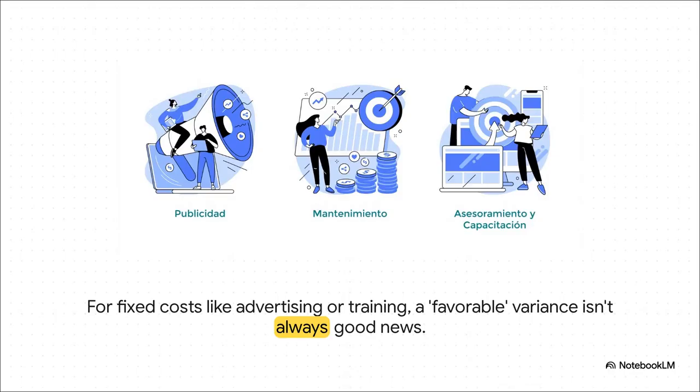But, and this is a big one, for discretionary fixed costs, think advertising, machine maintenance, or employee training, a favorable variance could actually be a huge red flag. Sure, you saved money by not running that ad campaign or by skipping routine maintenance, but that short-term win could cause some serious long-term pain. I mean, cutting your R&D budget shows up as a favorable variance this quarter, but it could be an absolute disaster next year when your competitors are launching new products and you've got nothing.